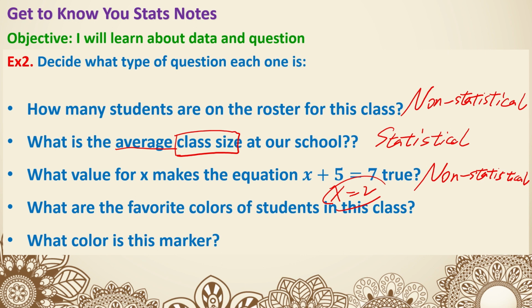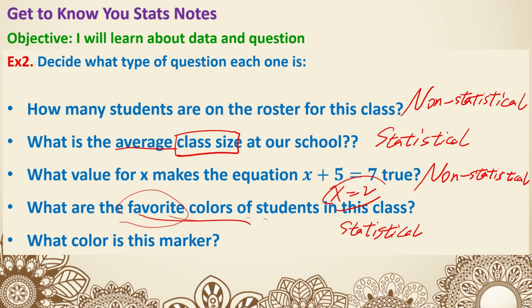Okay, what are the favorite colors of students in this class? So you actually go around and ask questions. People are going to tell you, oh, I like blue, I like red, I like green, whatever color it may be. And eventually, you can pick the one that appeared the most. Then that is the answer to this question. But in the process of gathering data, the kind of data you are going to get is going to be different. That's why this is statistical.